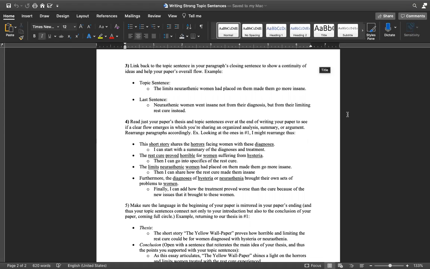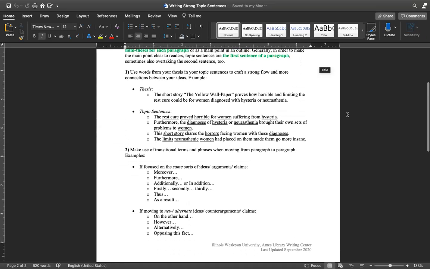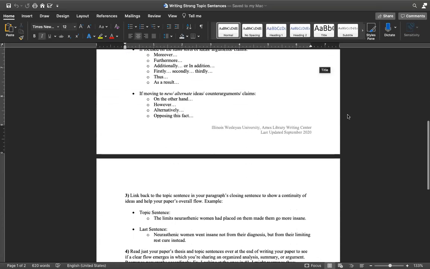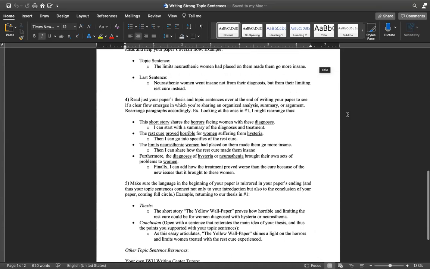Another tip we have is to read just your paper's thesis and topic sentences over at the end of writing your paper to see if a clear flow emerges in which you're sharing an organized analysis, summary, or argument. You can rearrange your paragraphs accordingly to better impact your flow. For example, looking at the topic sentences that we came up with in example one, I might rearrange them accordingly.